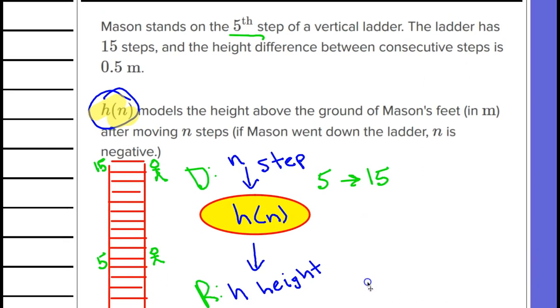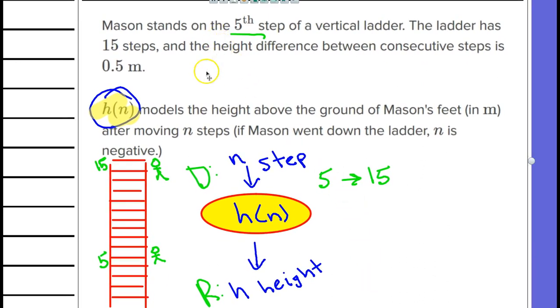So it must mean he's standing on the 5th step, but n is after he moves n steps above 5. So how many steps can he move? So he can go 1, 2, 3, 4, 5, 6, 7, 8, 9, 10 steps before he runs out of room. And then it says if he goes down, the letter n is negative. So this would be, it's saying that this is where 0 is. Up here, it can go up to positive 10. And then if he descends, those are negative steps. If he goes down, the letter n is negative. So this must be the 0th step. That means he can go 10 steps up, or he can go 5 steps down.